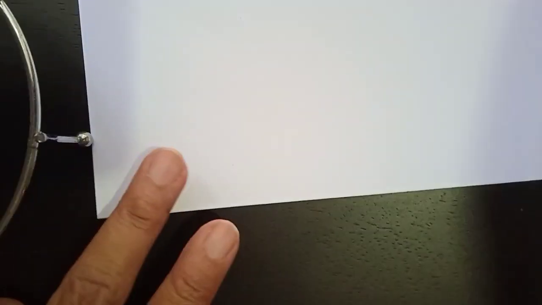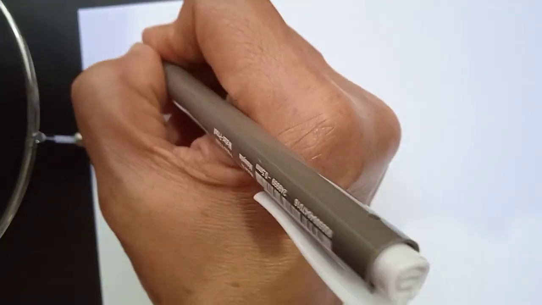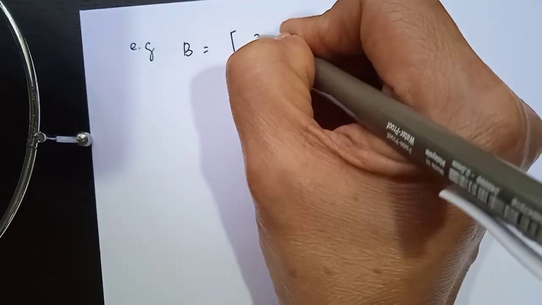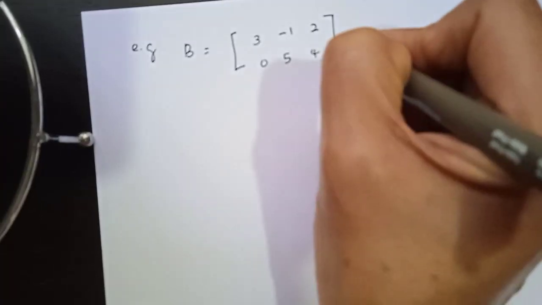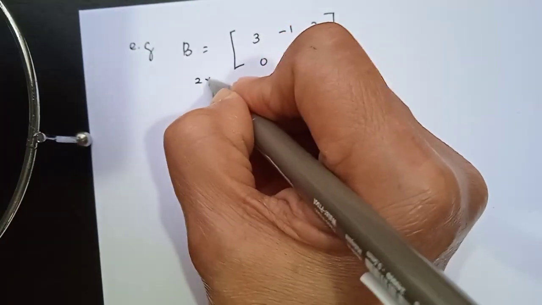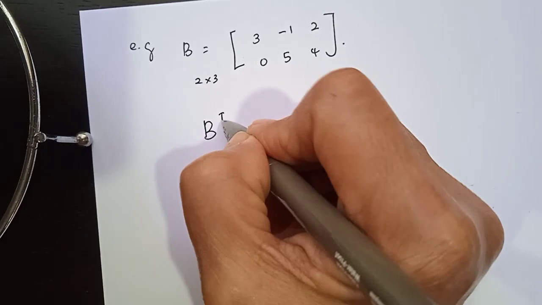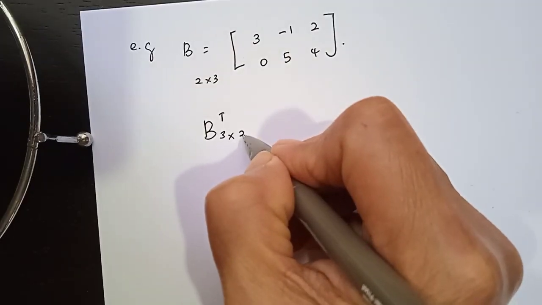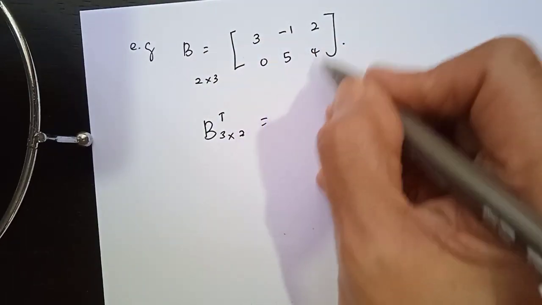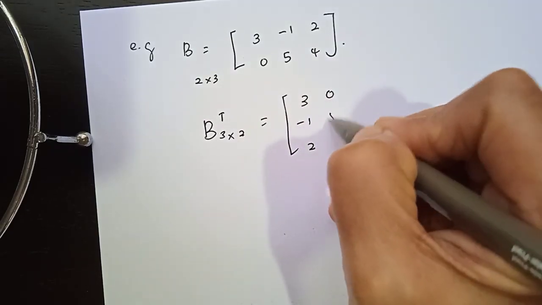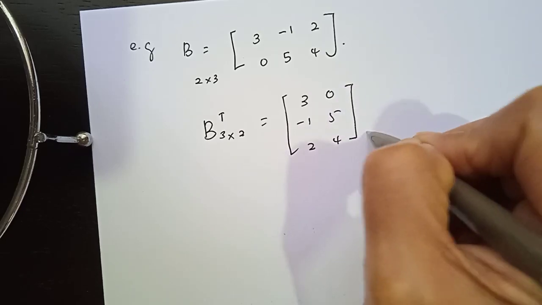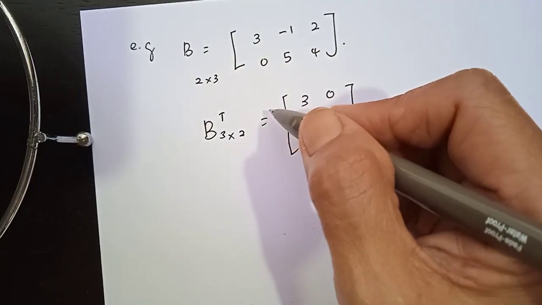Okay, another example. B is given by 3, -1, 2, 0, 5, 4. So this is 2 times 3. So B transpose should be 3 times 2. Row becomes column, column becomes row. So we have 3, -1, 2 and 0, 5, 4. Okay, this is a transpose matrix.